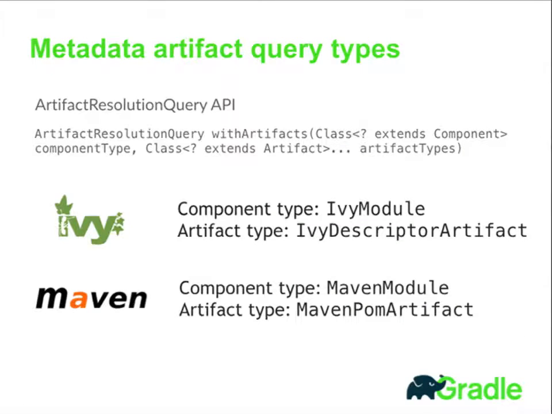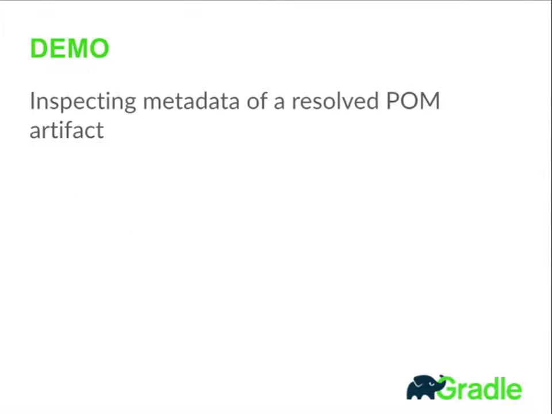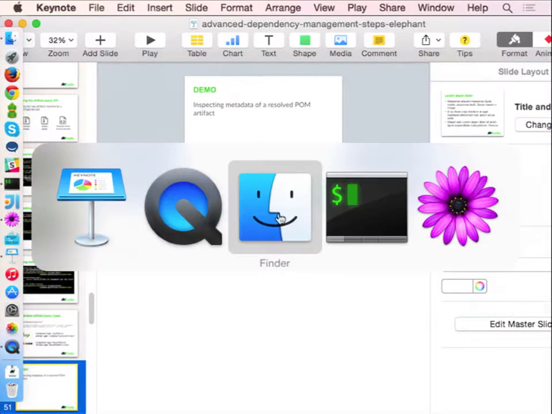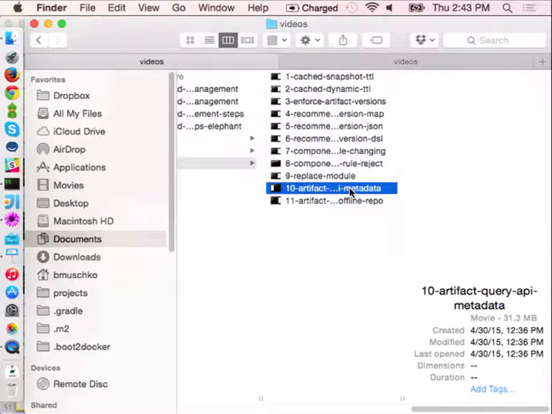There are some other data types for the metadata, just to give you an idea of what you need to use here. For Ivy, it's an Ivy module, and you request the Ivy descriptor artifact. And in Maven, it's a Maven module and a Maven POM artifact. So it's very specific to that domain, I would say. I just want to show you one example here.